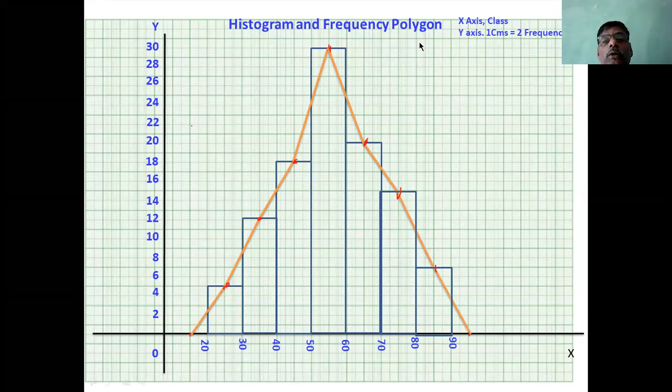This is the histogram and frequency polygon. In the next period, I'll take one more example related with frequency, histogram, and ogives. It is enough for today.